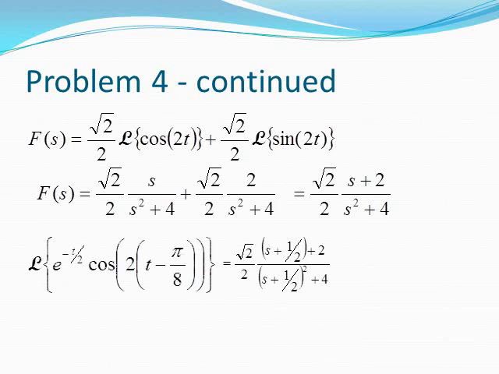So everywhere I see an s, I'm going to replace it with s minus a, where a is minus 1/2. A minus and a minus makes a plus, so it's s plus 1/2, s plus 1/2. And this is my translation. I can simplify the algebra a little bit, and this is the Laplace transform for e to the minus 1/2 t times the cosine of 2t minus pi divided by 4.